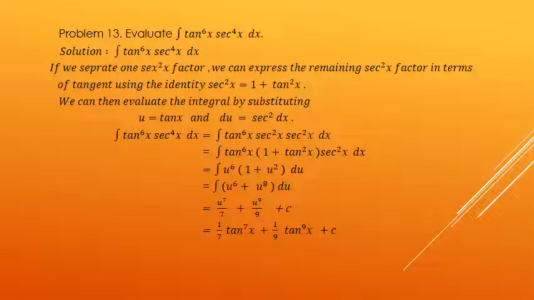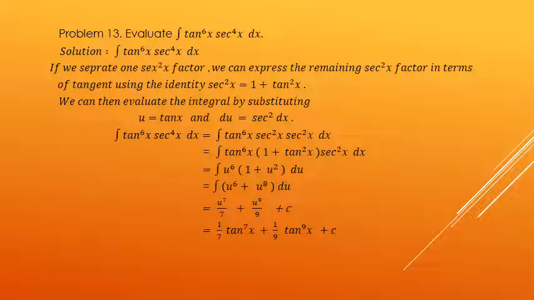Okay, so here we have the integral in a very simple form, and we integrate both terms: u^6 plus u^8 du. We integrate them separately by using the power rule of integration, in which we add 1 to the power and divide by the new power. So when we integrate u^6 with respect to u, we get u^7 upon 7, and when we integrate u^8 with respect to u, we get u^9 divided by 9, plus a constant.